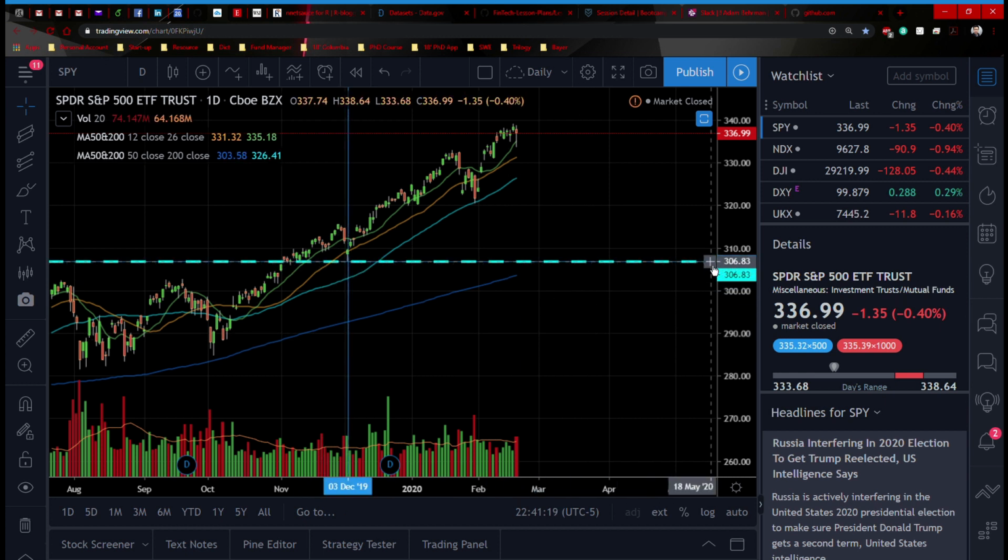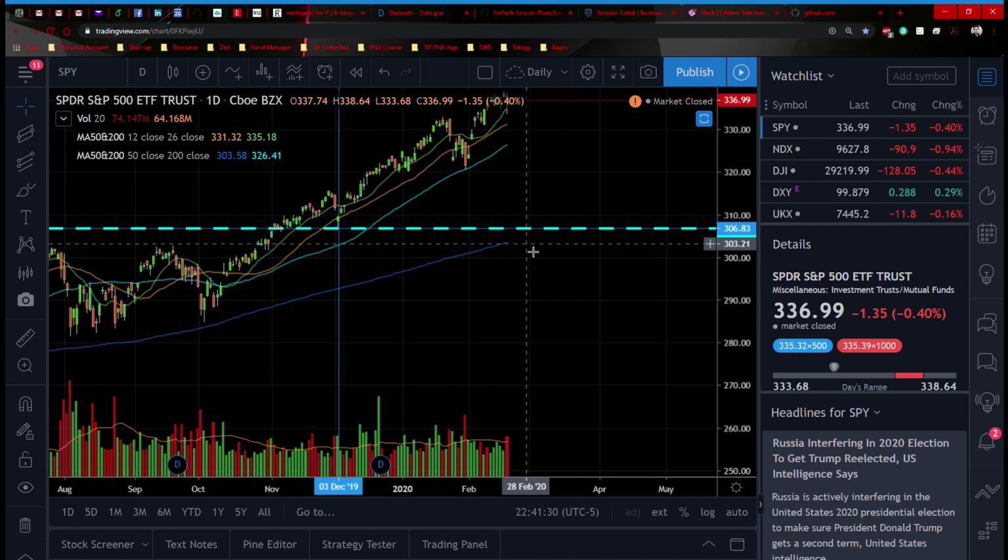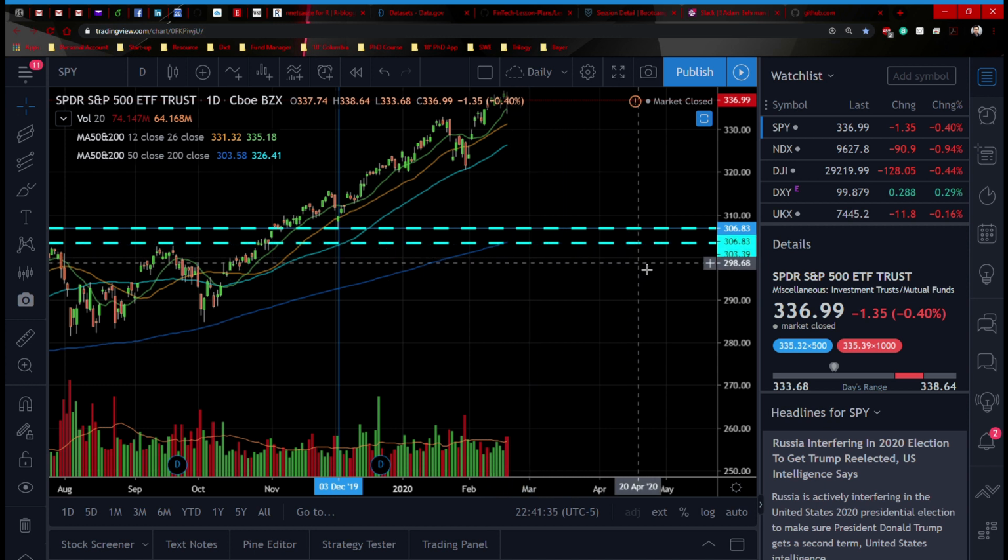This 306 is going to be a big level. If it breaks, we're probably going to see lower lows and lower highs to the downside. And then immediately, I want to see if this 200-day moving average is held. So anywhere above 300, I would expect alpha buyers to come into the market to grab some shares. It probably won't be a heavy buy, but I would expect some buyers to come in. If the market forms a tail poking into this 300 price level, I would expect buyers to come in.